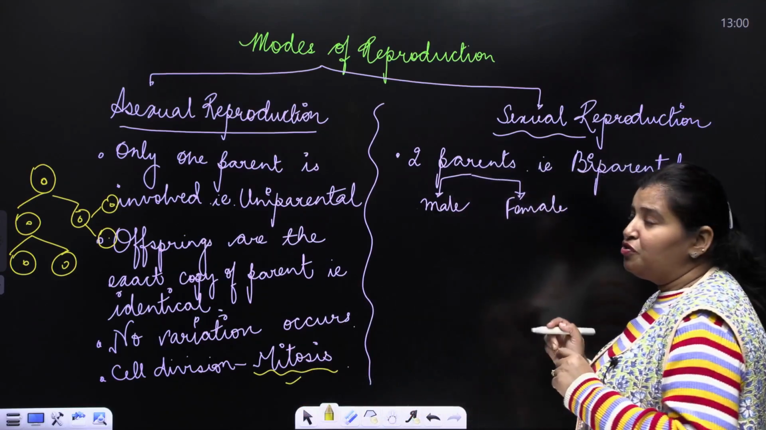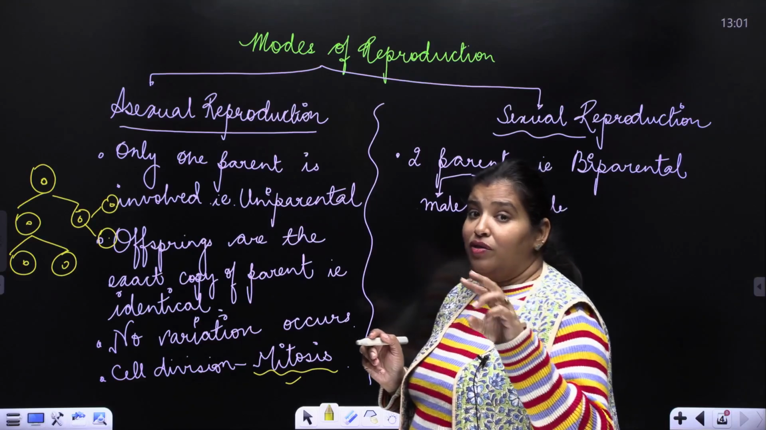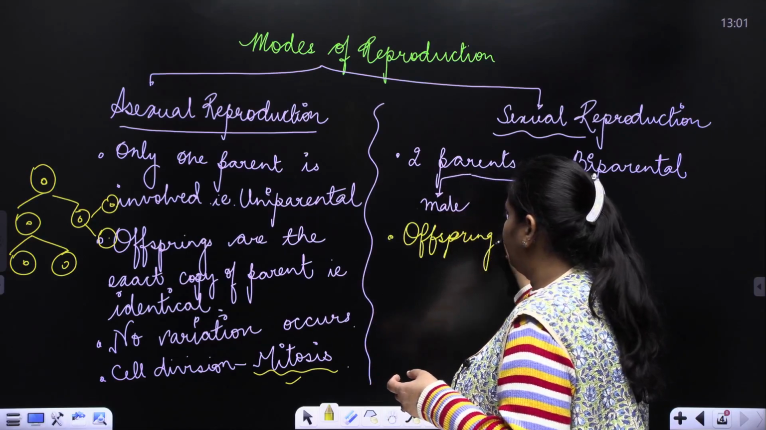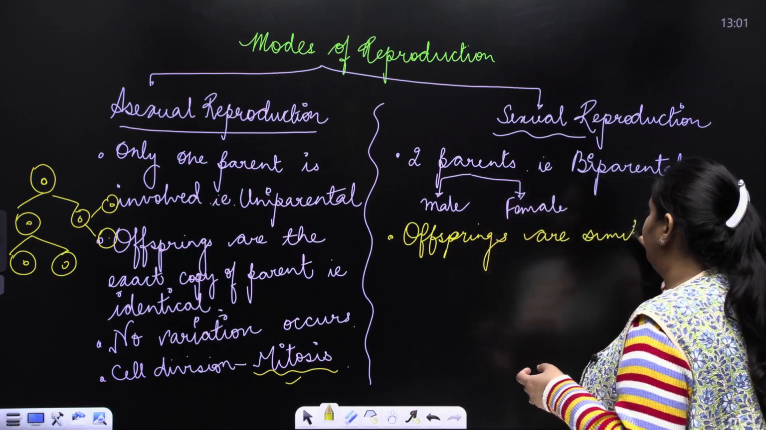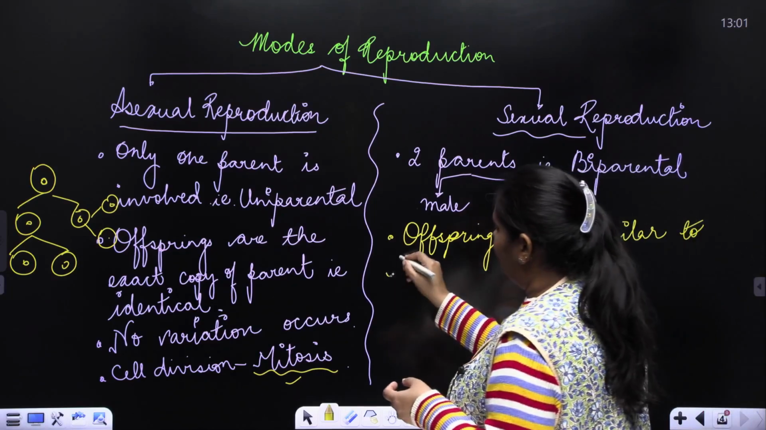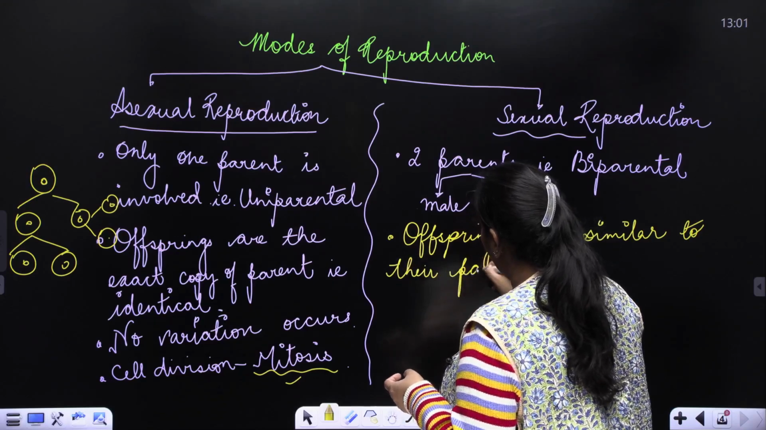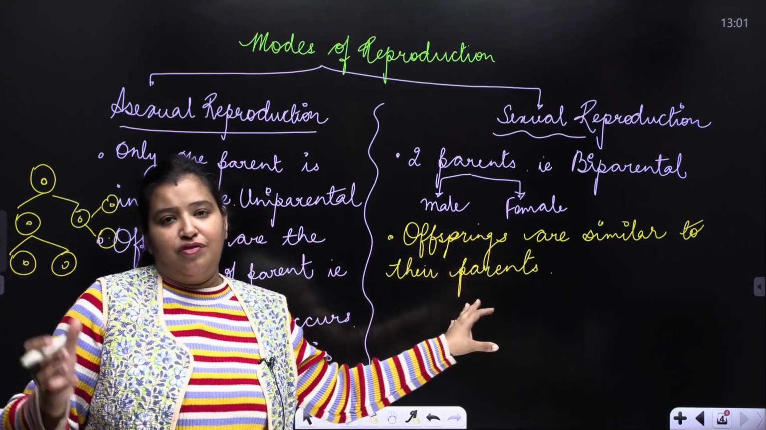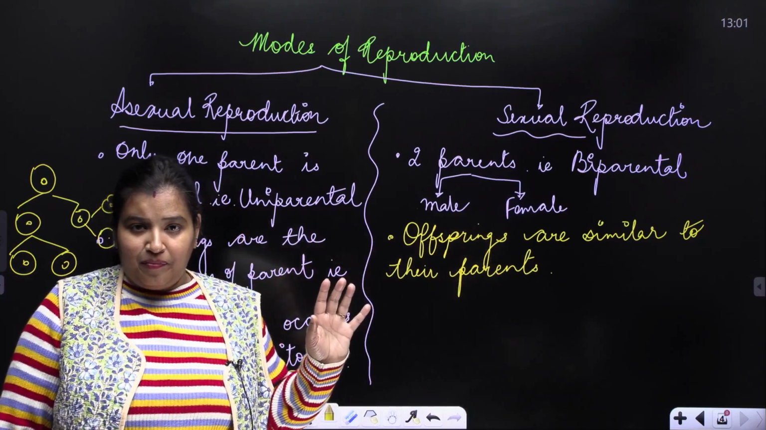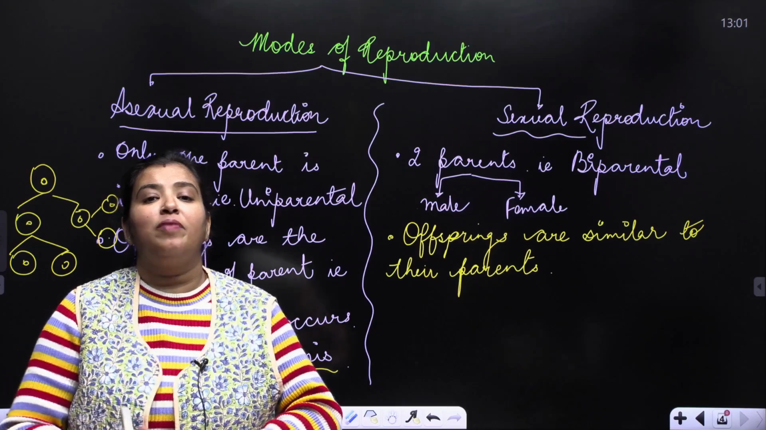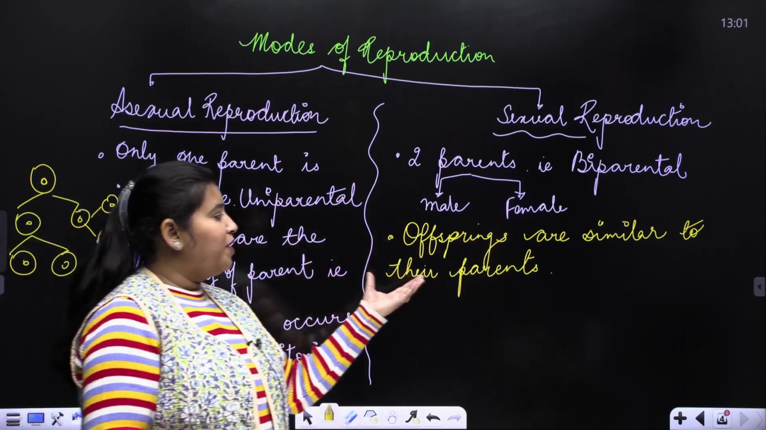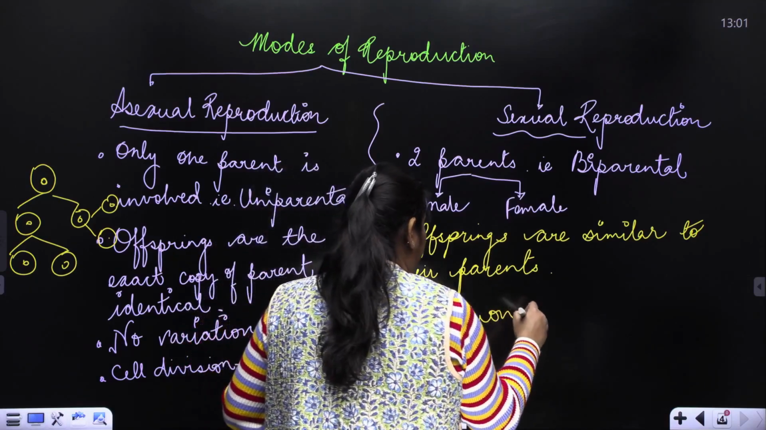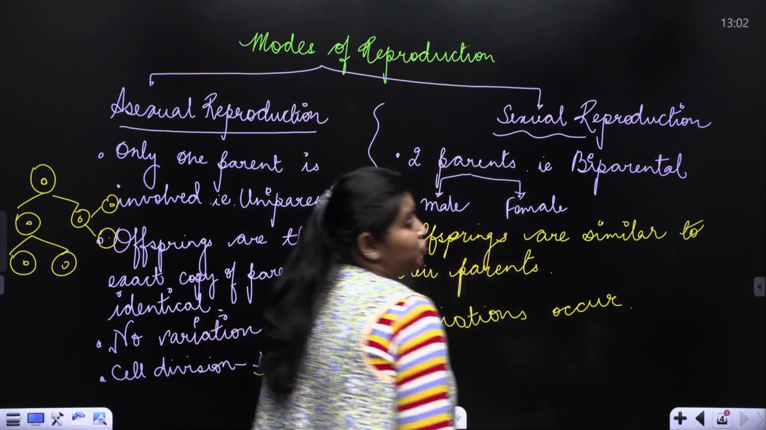Clear? When I say sexual reproduction, I told you two parents are involved. When two parents are involved, that means there are chances of variation. So offsprings are similar to their parents. Like you. You are not the exact copy of either parent, either mom or father. No. You are a combination. You have some characters from your mother, some characters from your father. And there are certain new characters that did not appear in your parents, but they were present in your grandparents. Right? So offsprings, we say, resemble their parents. Therefore, variations occur during sexual reproduction.